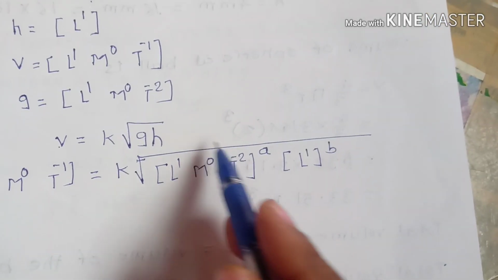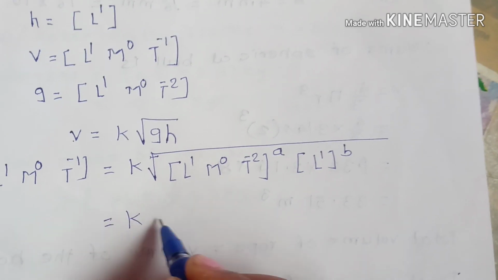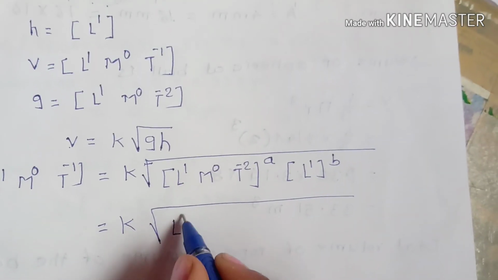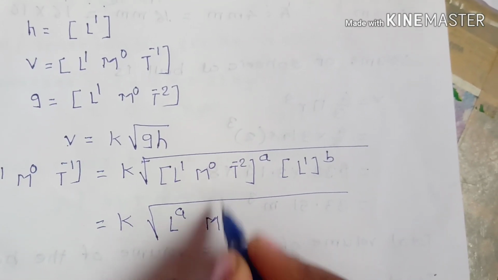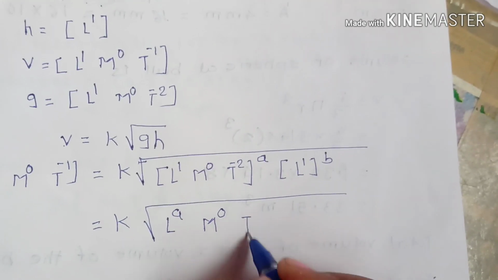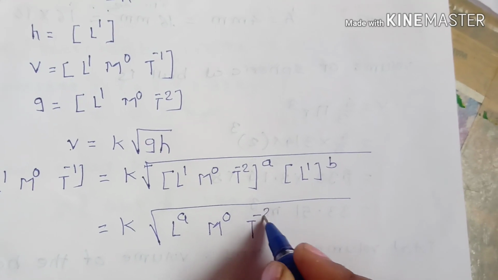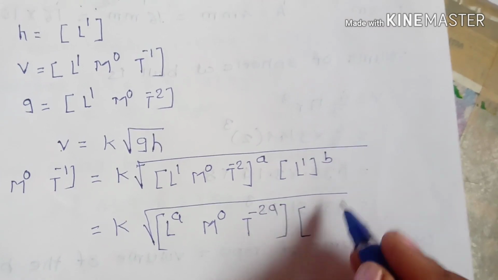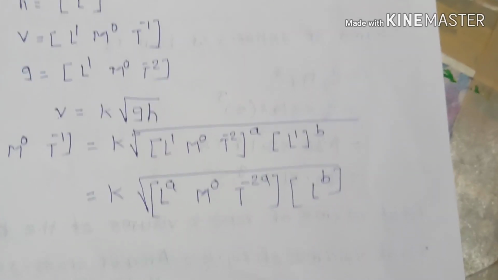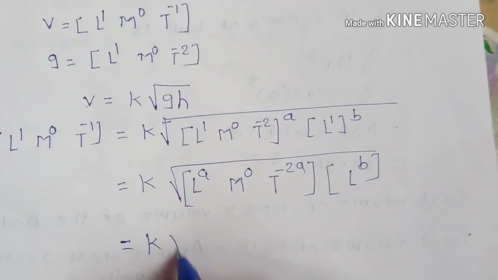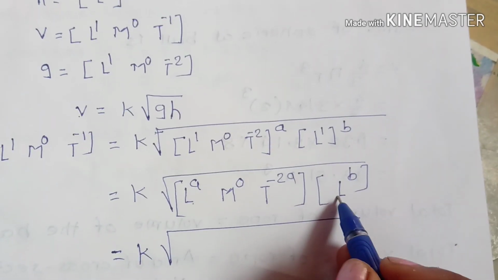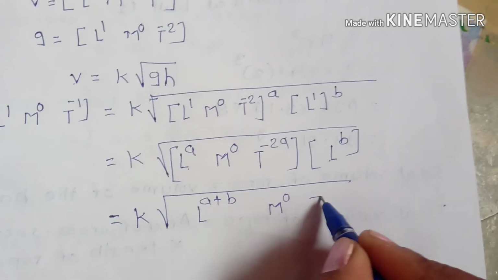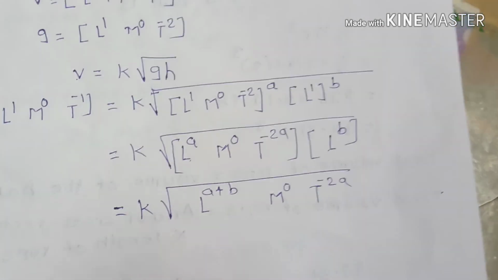Now first we have to solve the under root term. Each value is multiplied by a, so the power is L raised to a, M raised to 0 into a, whose answer is 0, and T raised to minus 2 multiplied by a, that is minus 2a. Now the second bracket, L raised to 1 multiplied by b, gives L raised to b. Solving these two terms, k under the root of L raised to a and L raised to b gives L raised to a plus b, M raised to 0 and T raised to minus 2a.